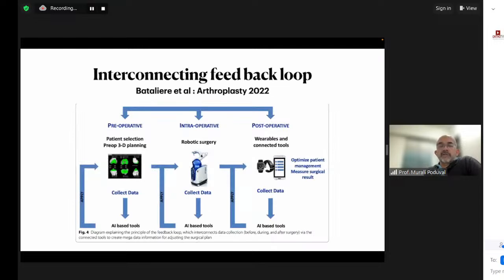So where it all comes together, as Bilateral has very nicely put this together, is an interconnecting feedback loop, where there is data from the preoperative area put through the AI-based tools, robotic surgery put through the AI-based tools, and post-operative data, which is collected from wearables and mobile phones, put through the AI-based tools to optimize patient management, maximize your surgical result, minimize your time in hospital, minimize the comorbidities, and improve the patient-reported outcomes. So this is how it looks. A little later, I'll show you something which resembles this from our work.